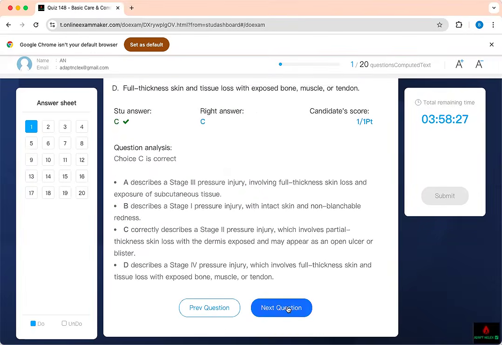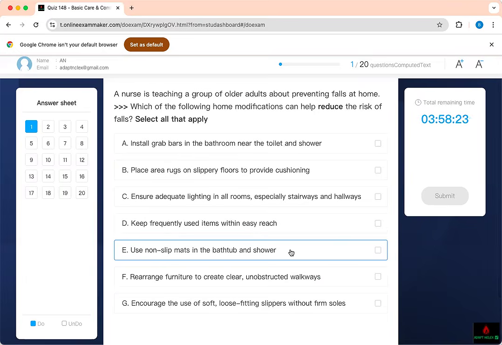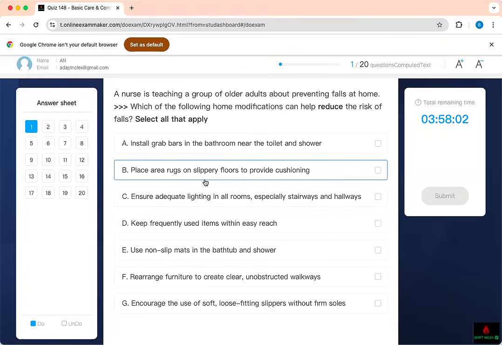Okay, I have an explanation for this in my Q bank. Next, a nurse is teaching a group of older adults about preventing falls. You have to know something about falls at home. What are they going to ask you? What are the preventive measures, risk management, staff to provide basic care and comfort? Which of the following home modifications can reduce the risk of falls? So which of these, when you do it, is going to help the patient not to fall?